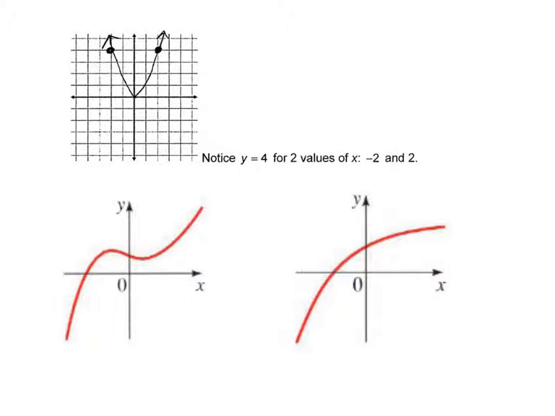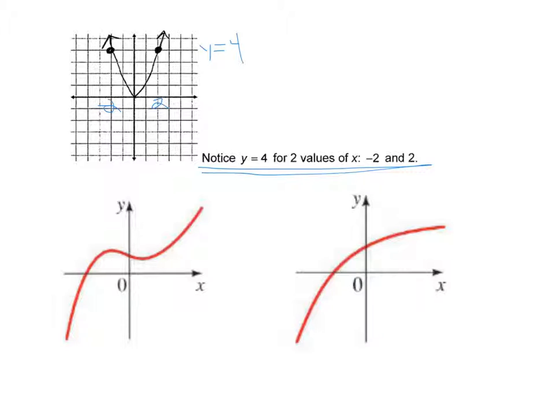Each y value can have more than one x value. A parabola is a good illustration of this. So if you look at the first graph with the parabola, notice when y equals 4, there are two different x values, once when x is 2 and once when x is negative 2. So there are two x values for y equals 4. So this is a function.